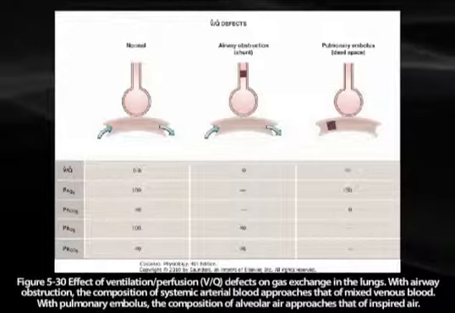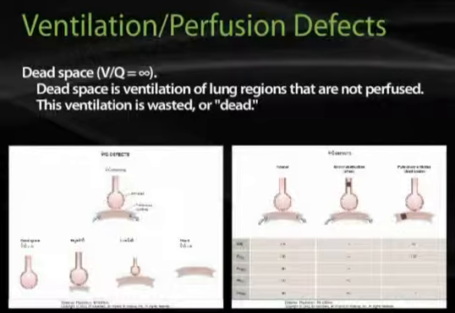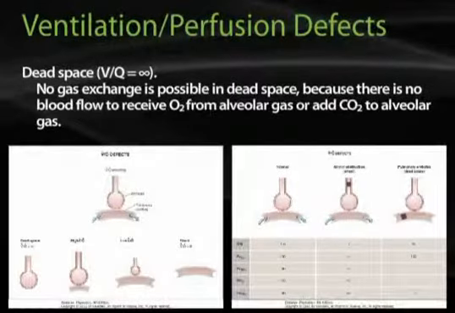Figure 530 then begins to assign some gases that would be in each of these theoretical VQ units. In the example of dead space, where VQ is infinity, we have ventilated lung that's not perfused. This ventilation is wasted or dead. It's just like air that we put in our trachea or conducting airways. Because no gas exchange is occurring, there's no blood flow to receive the oxygen from alveolar gas or to add CO2 to this alveolar gas.